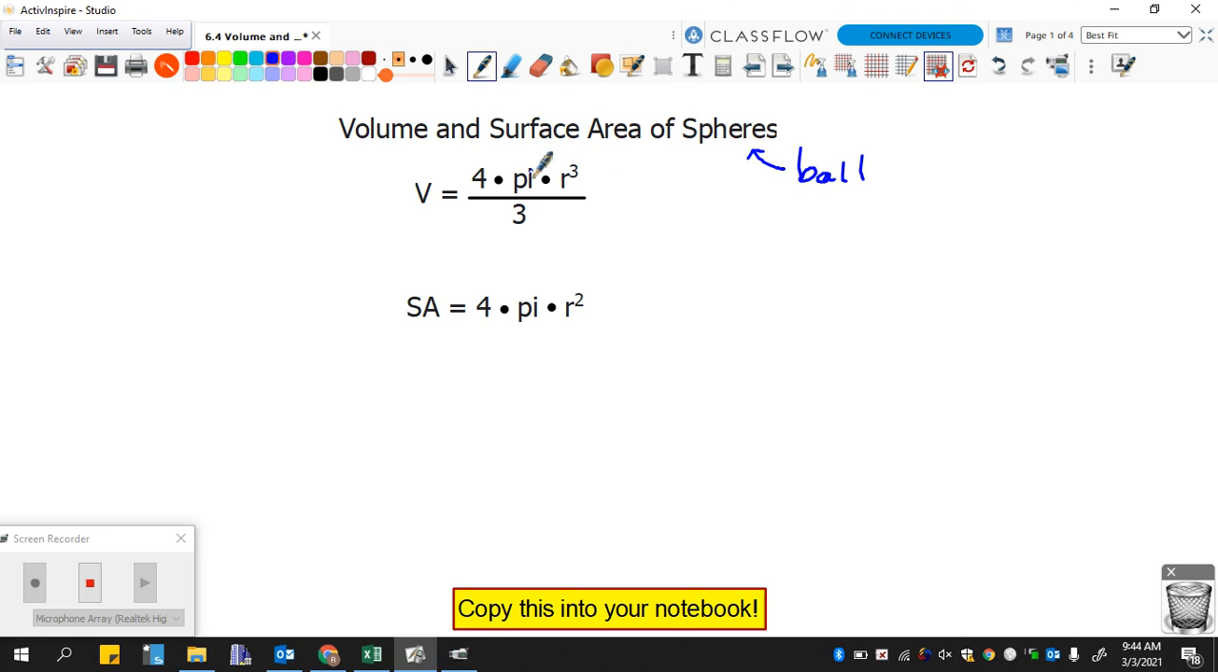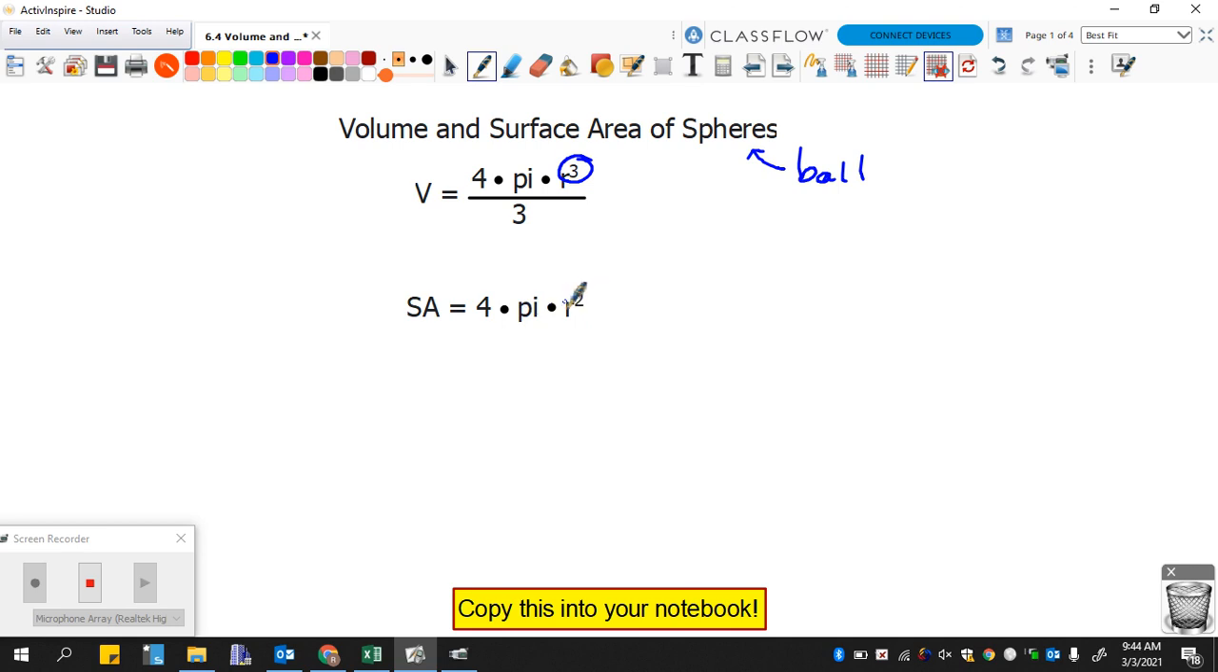And so to find the volume of a sphere, you're going to say 4 times pi, or times 3.14, times the radius to the third power. Okay, so you're going to have to raise that to the third power. Remember, that would be saying radius times radius times radius. All of that then is going to be divided by 3. All right? And then to find the surface area, or the distance around all the way around the outside of the ball, you're just going to say 4 times pi times the radius squared.